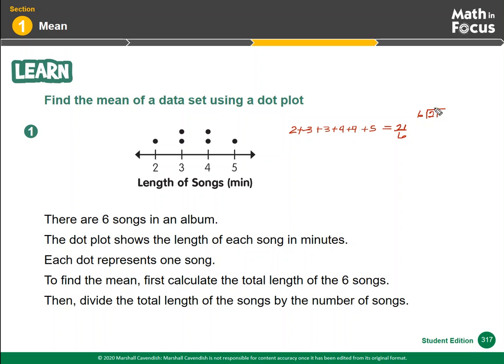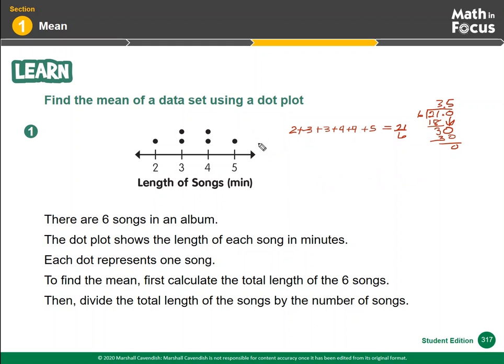We can do it like this. 6 can go into 21 3 times, that's 18. If we stopped there, we would have a remainder, and we don't want a remainder. So we are going to bring in our invisible decimal point because we need to add zeros. We bring that 0 down, and 6 can go into 30 5 times. Now we have no remainder, so we are done. So the average length of the songs on the album is 3.5 minutes.